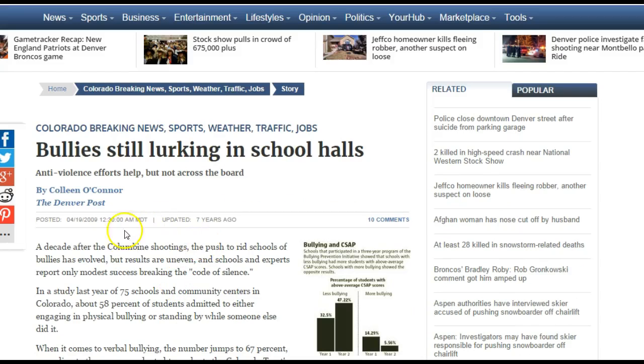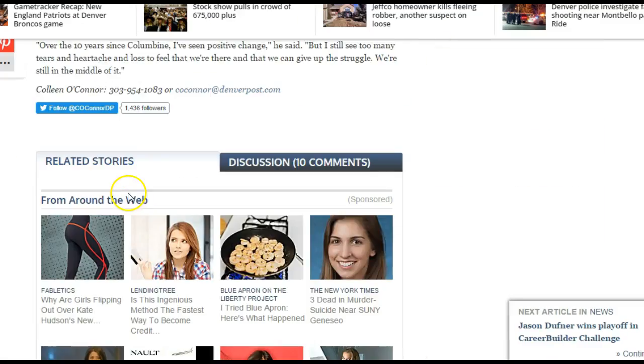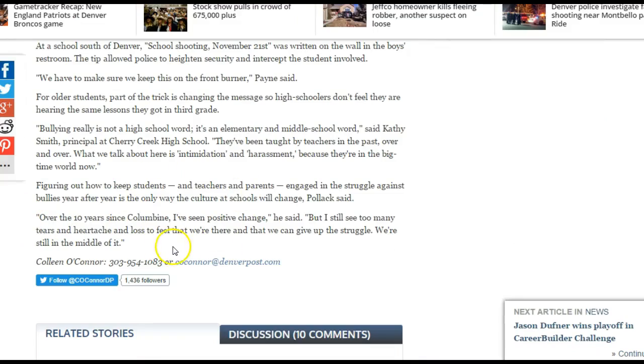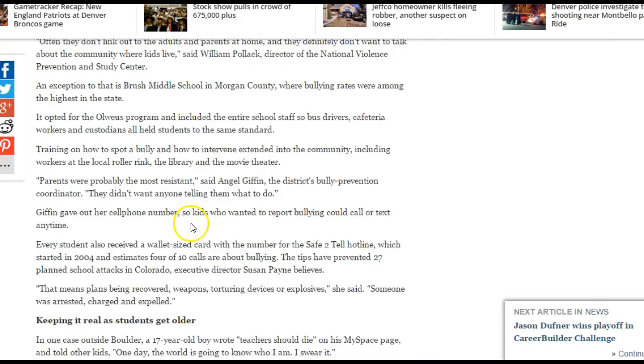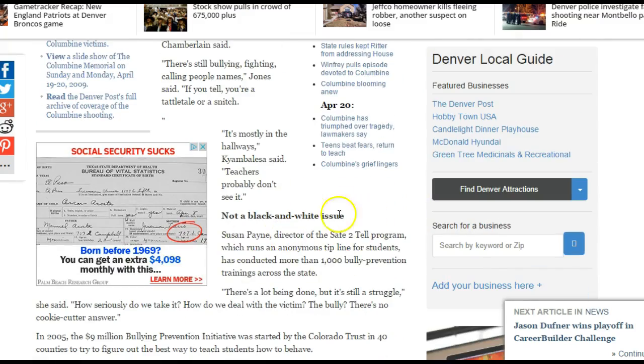It begins with a reference to the Columbine shooting. And there's a little bit of follow-up here. A decade has passed since the Columbine shootings. What's happened? How are we doing with this bullying problem? And then if you scroll down to the very, very end, it ends basically with a reference to Columbine shootings as well. And everything in between is dealing with the complexity of the issue again, not black and white.